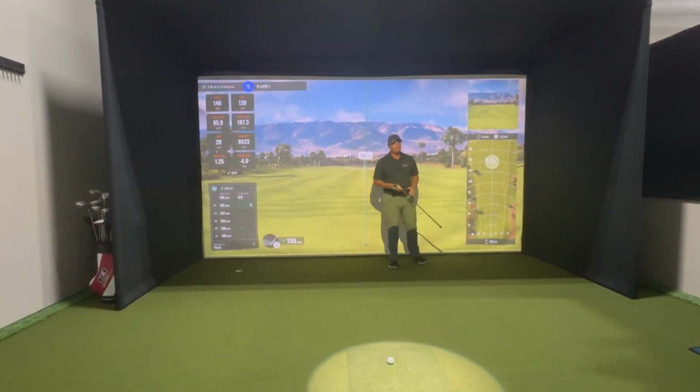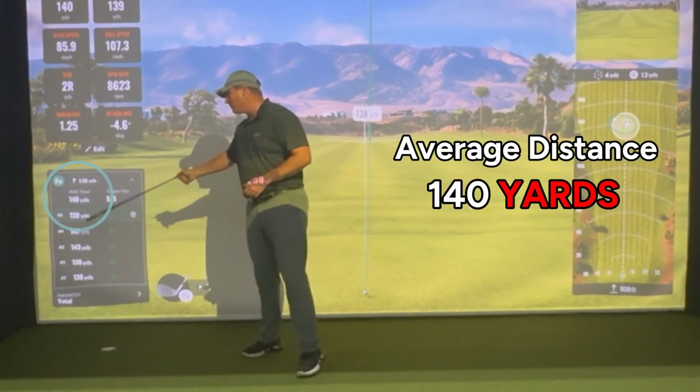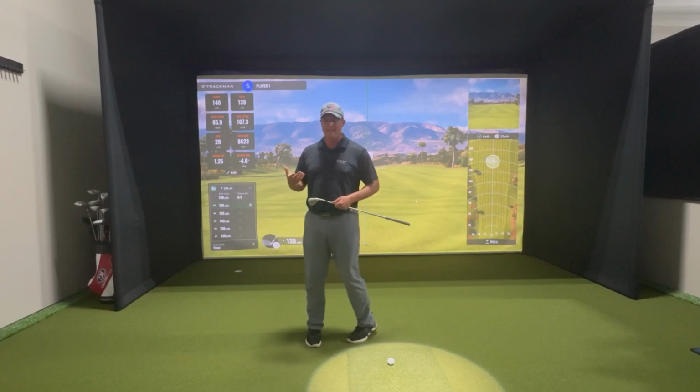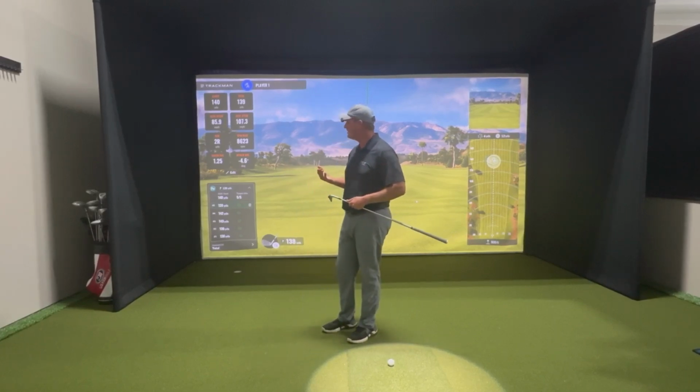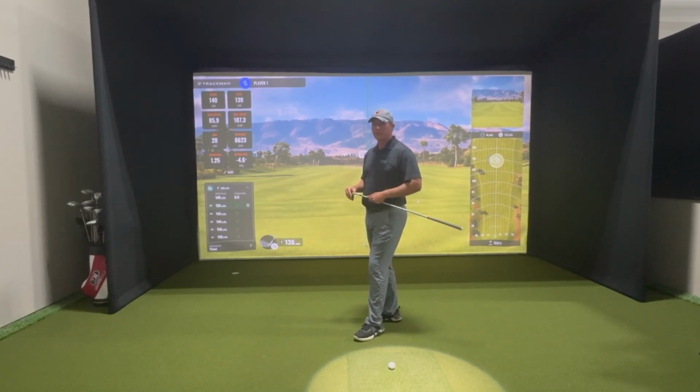So if I take that information, I know that my average distance is 140 yards. So again, a couple yards farther than I thought, but I also had a couple pulls. So I like my 138 because that seemed very accurate for whenever I hit it straight. I only had the one that went farther than that.